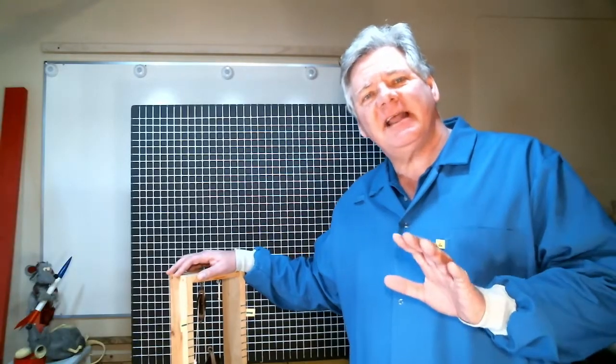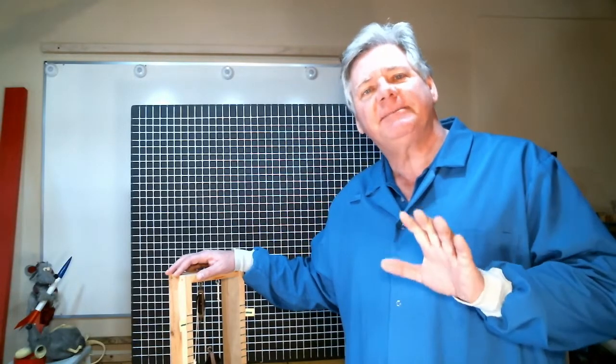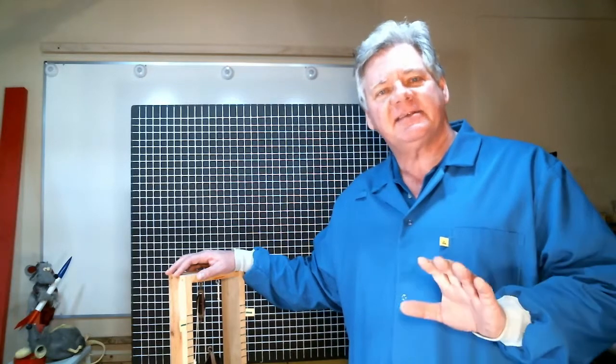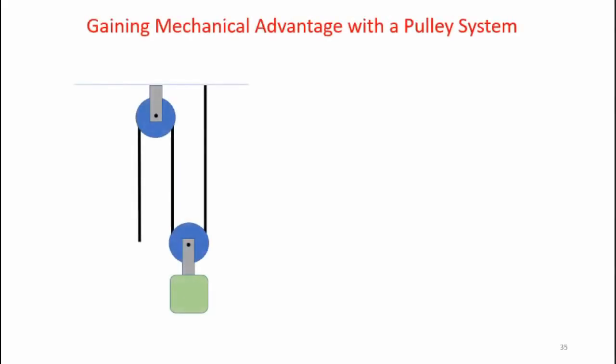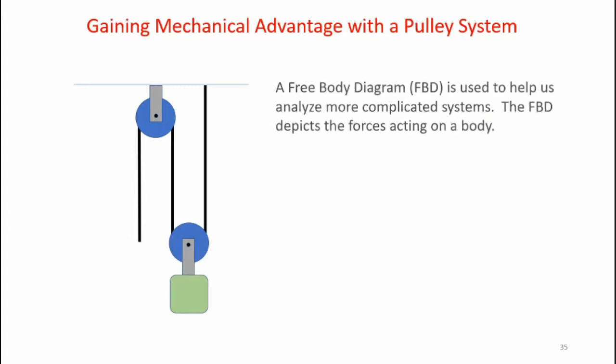Now let's take a look at a slightly more complex pulley system, which actually provides some mechanical advantage. This is where you'll see the concept of work coming into play. Here's a slightly more complicated pulley system that gives us some mechanical advantage. You notice it includes 2 pulleys. There are actually 2 strings holding up the test weight.